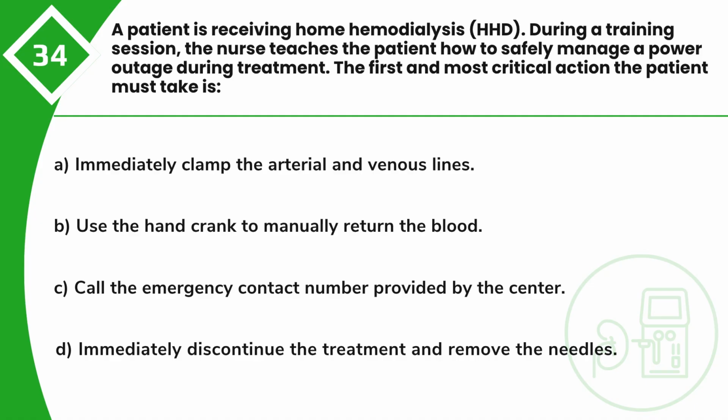Question 34. A patient is receiving home hemodialysis, HHD. During a training session, the nurse teaches the patient how to safely manage a power outage during treatment. The first and most critical action the patient must take is: A. Immediately clamp the arterial and venous lines. B. Use the hand crank to manually return the blood. C. Call the emergency contact number provided by the center. D. Immediately discontinue the treatment and remove the needles.